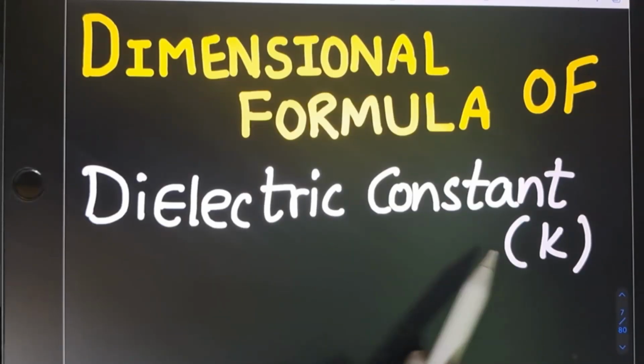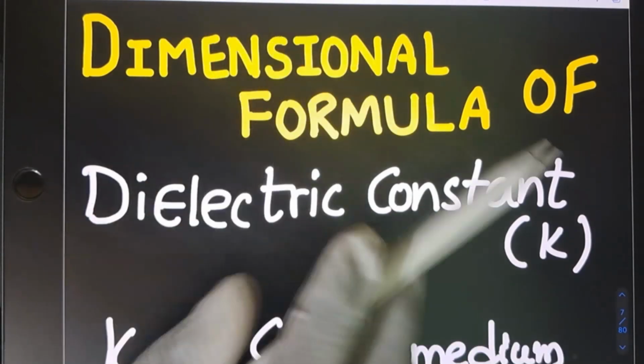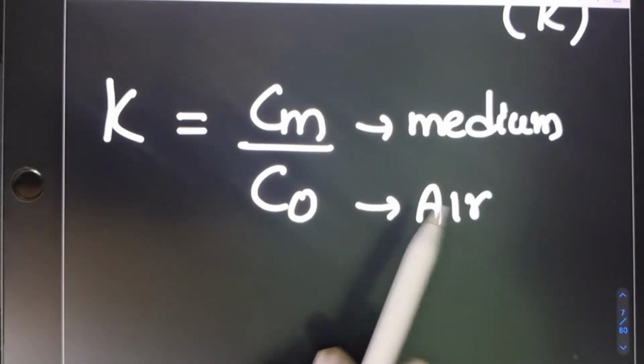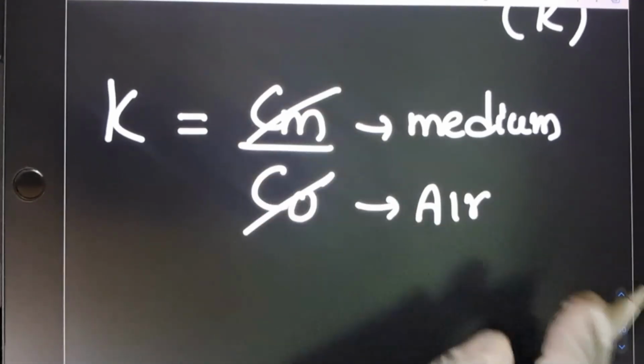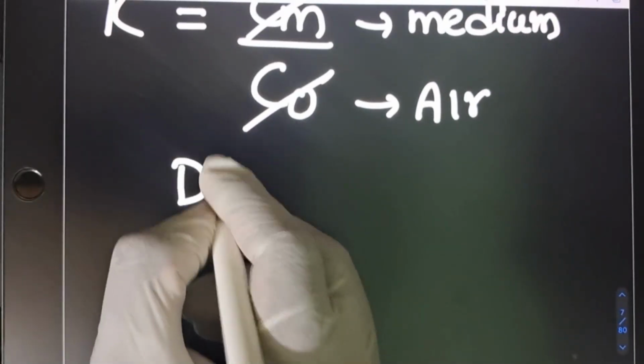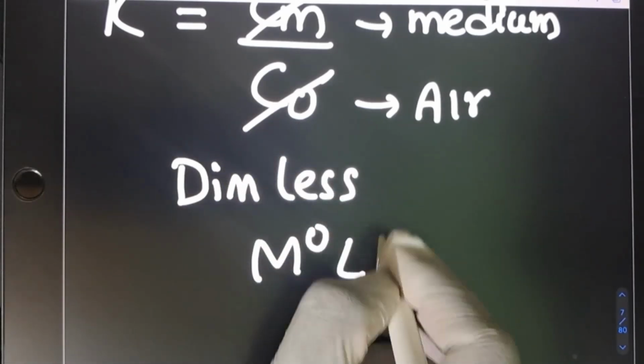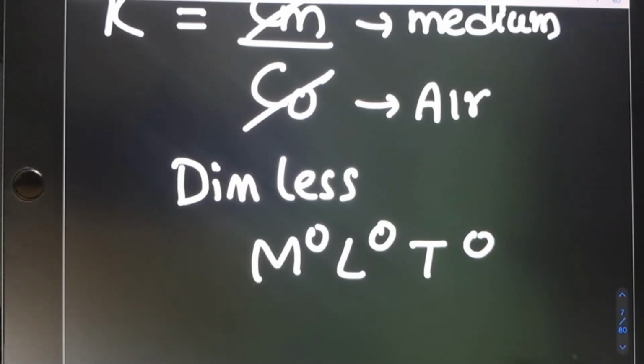To find the dimensional formula of dielectric constant denoted by the letter K, where K is equal to capacitance in medium by capacitance in air. On cancellation of the same dimensions of capacitance, it is dimensionless. M power 0, L power 0, T power 0.